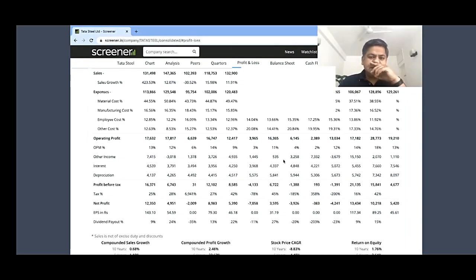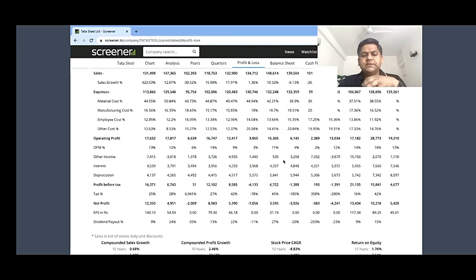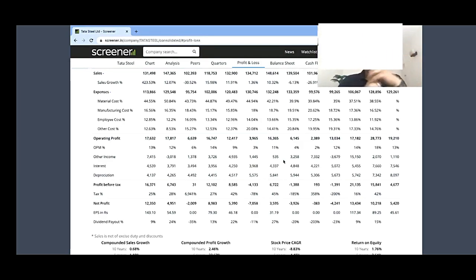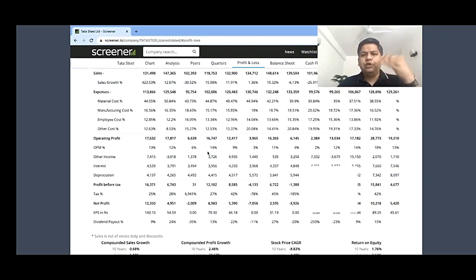Now, what is this other income? Companies have a core business. Tata Steel's core business is to manufacture and sell steel. It may have retained profit which they put into FDs and earn certain interest from them. They may have warehouses which they put on rent, or any other facility they might be renting out and earning money from. That cannot be put in the total sales and the operating profit. They put it in a different category called other income, which may fluctuate here and there.